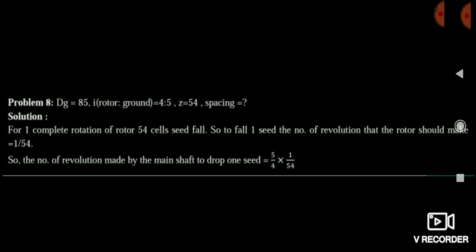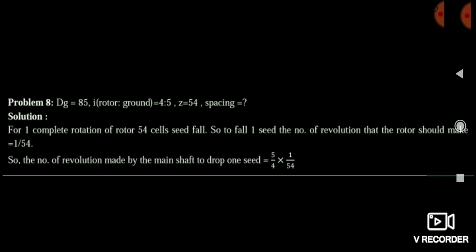Now friends, you see the next question. Here the diameter of the ground wheel is 85 and the rotor transmission ratio is 4:5, and Z value is 54. Friends, Z is simply the number of cells, meaning 54 total cells are present in the planter, and it is asking about the spacing. Friends, this question is also based upon the previous concept only.